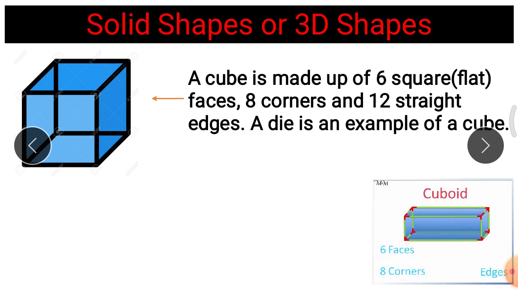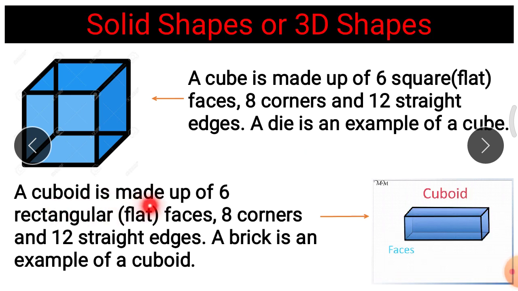Now next is cuboid. This is cuboid. Now what is this cuboid? A cuboid is made up of 6 rectangular flat faces. Same way, it is made up of 6 flat faces, but this is rectangular. When 6 rectangles are put together, they make a cuboid shape, right? Again, it has 8 corners and 12 straight edges. Same way like this, 8 corners and 12 straight edges. Only difference is it has rectangular faces and it is square.